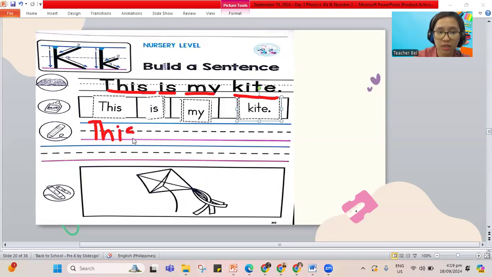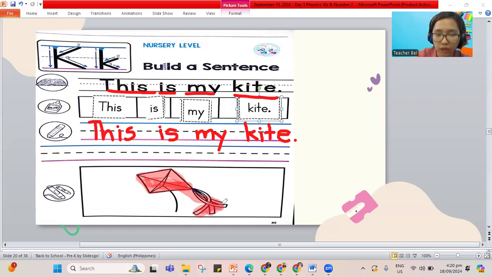T-H-I-S, this is. M and Y, my. And your kite: K, I, T, and the letter E. Kite. And sentence with a period. And don't forget, you can use any color that you like. Color for your picture. I am coloring for the kite.